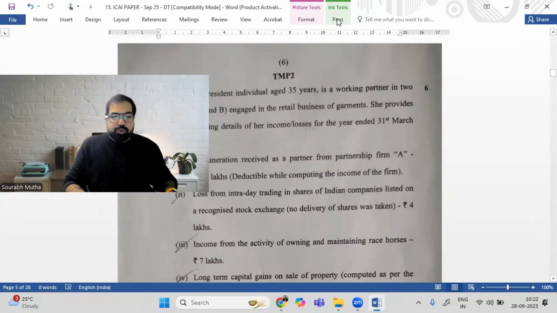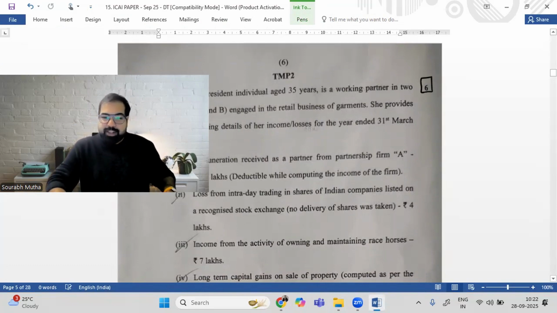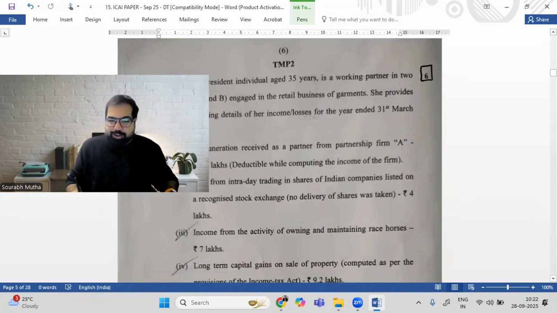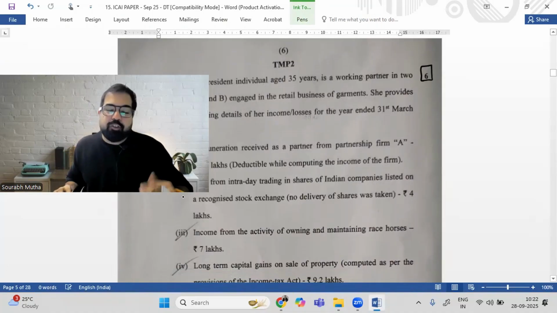Let's move ahead to Surbhi, who's going to help us get 6 marks here from a chapter which is called Set Off and Carry Forward. How do I know about it? The moment I read the word loss, I knew somewhere set off. And I was expecting set off. We discussed it in class also.